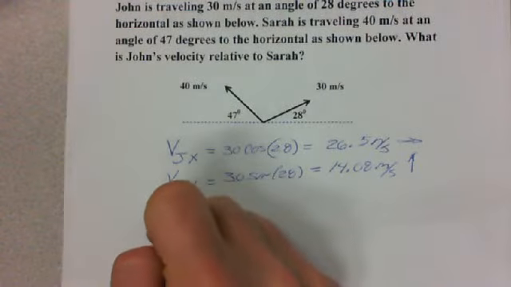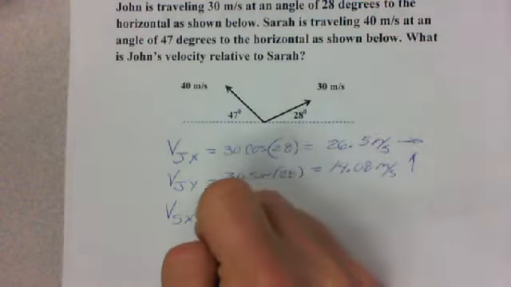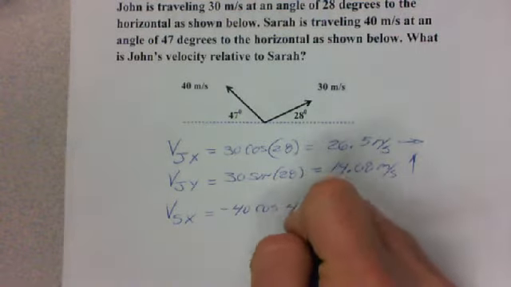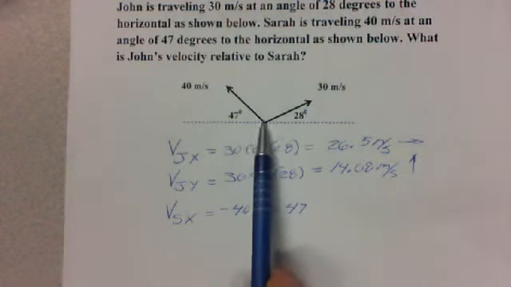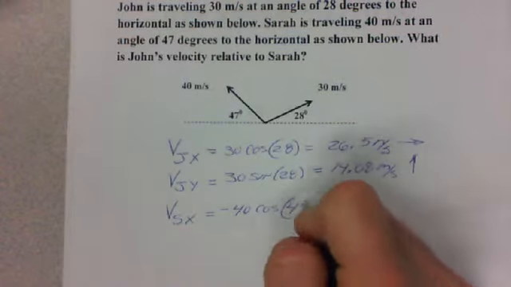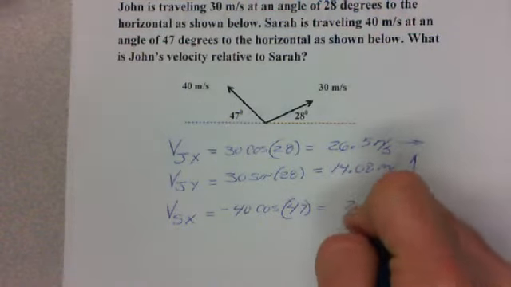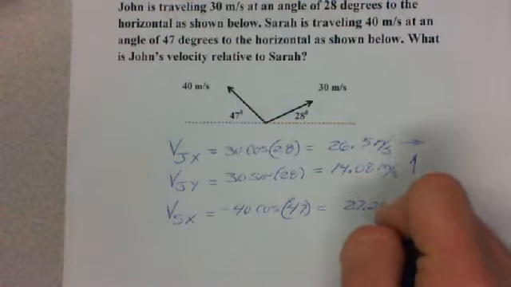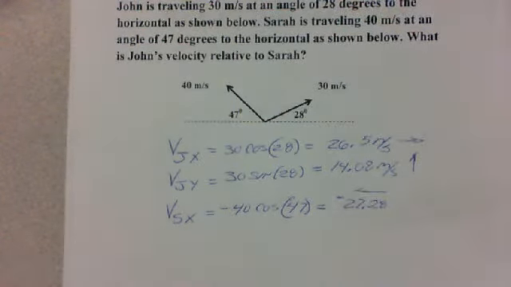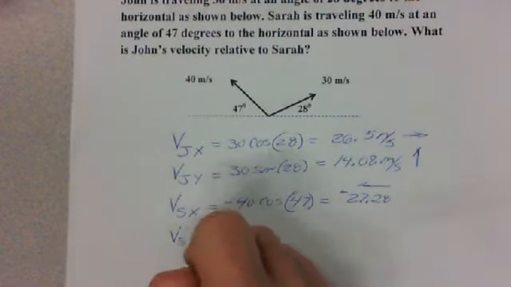The velocity of Sarah in the x direction. Now this one's going to be minus 40 times the cosine of 47. And the reason it's going to be minus is because the x component of this is going to be going off to the left. When we run that, we will get 27.28. And we can make it negative, or you can go ahead and show the vector going this direction. Either one's fine.